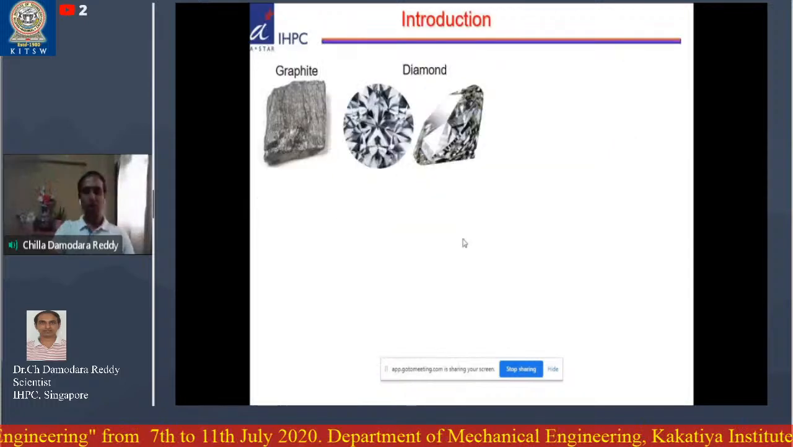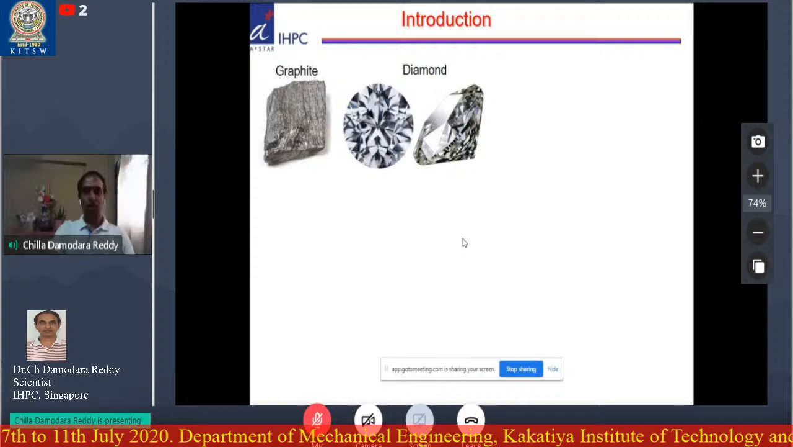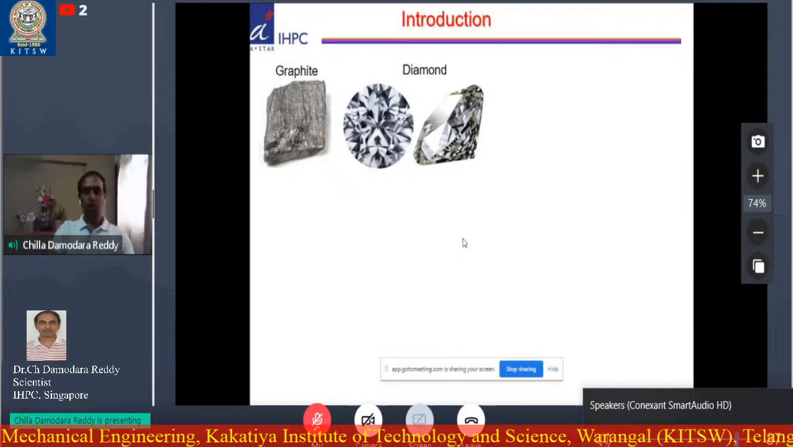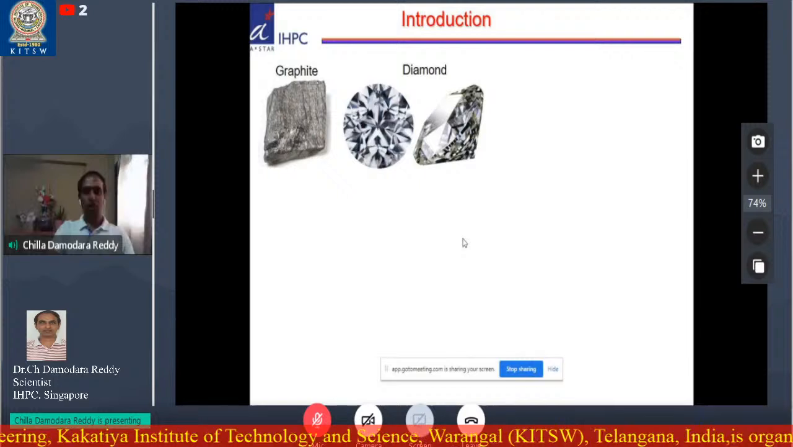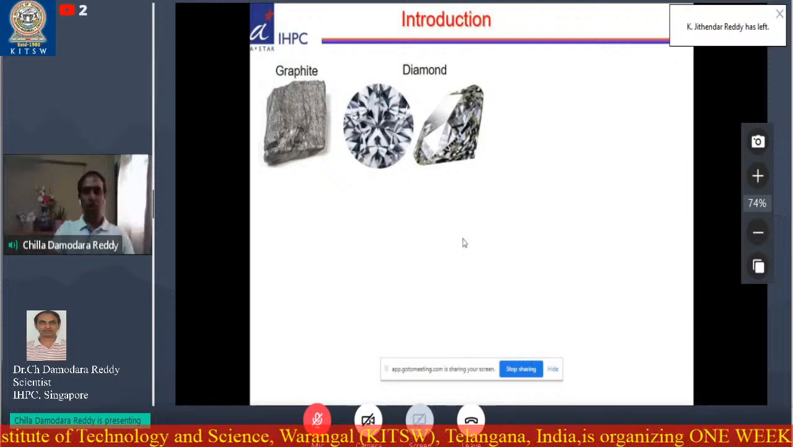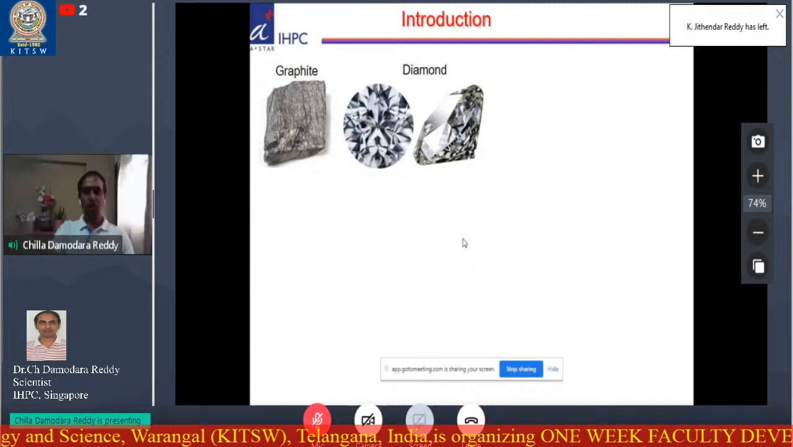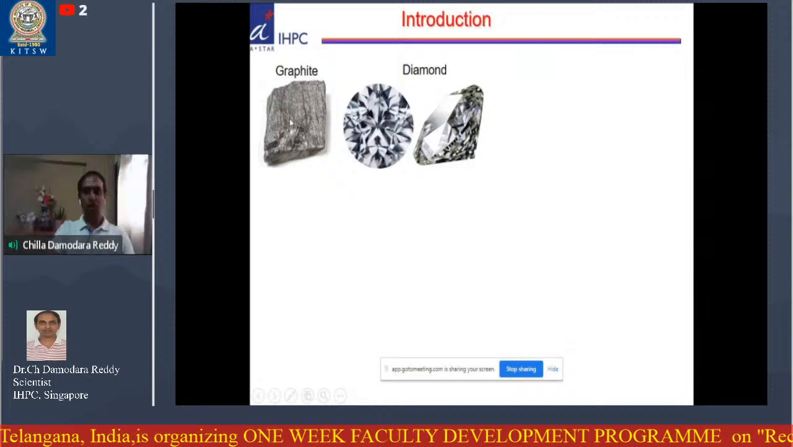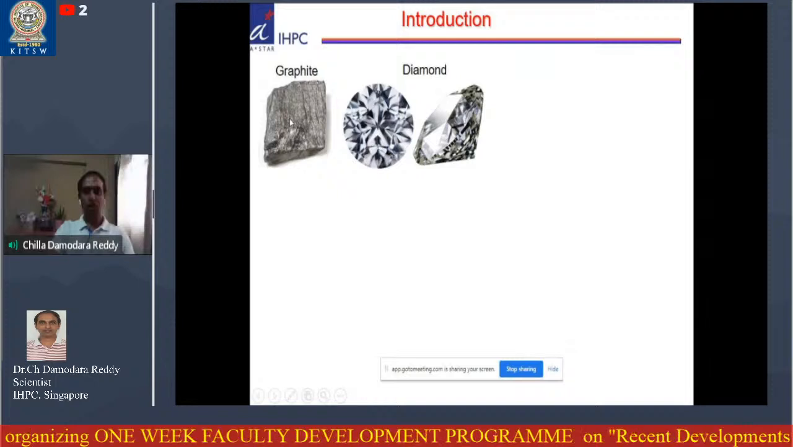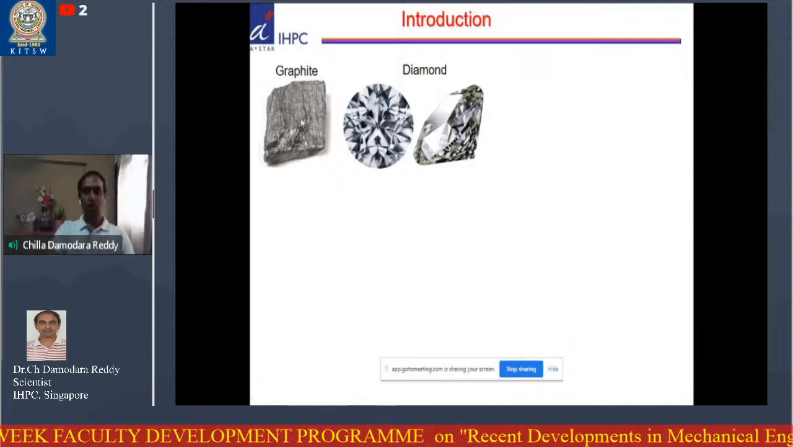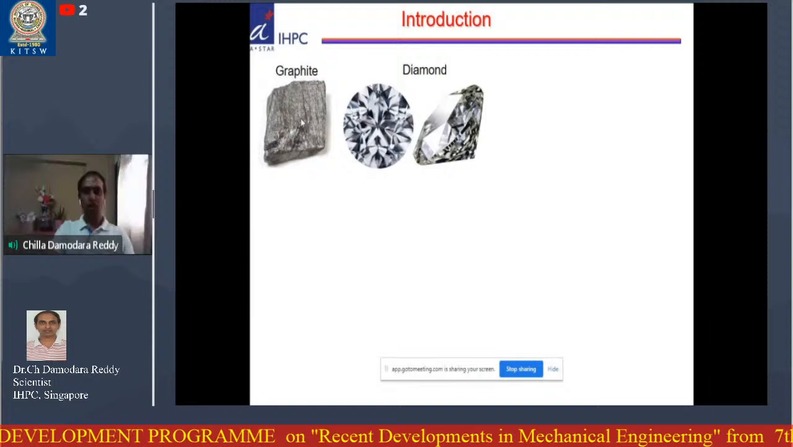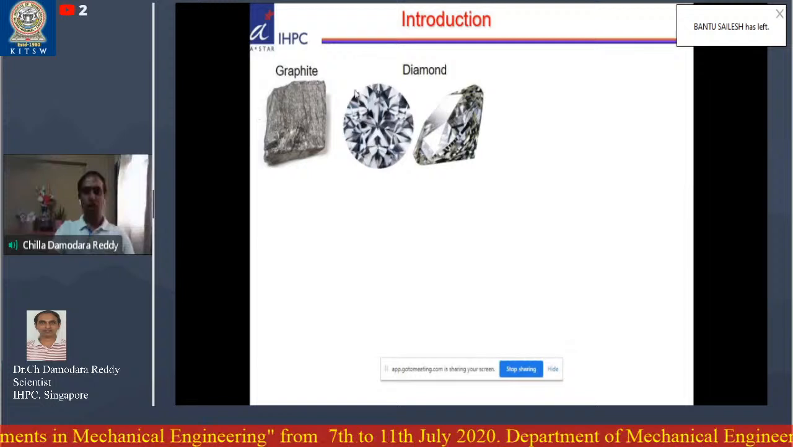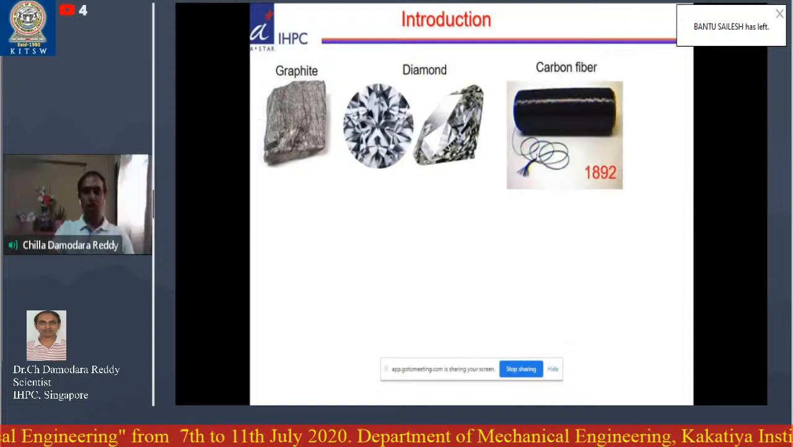So what is graphene and how did it come? Graphene is an allotrope of carbon. We know very well about graphite and diamond. Graphite is a layered structure of graphene, and a single layer of graphite we call graphene. Diamond is also a pure carbon structure, but three-dimensionally linked with strong bonding, and this is the strongest material till now.